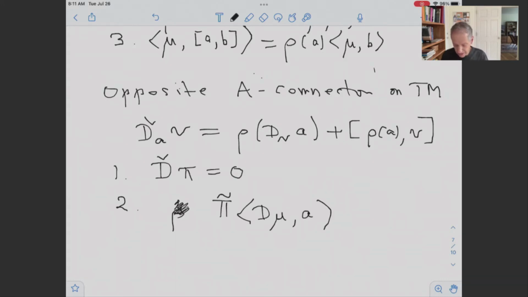Yes. So d mu is a one form with values in the dual of the Lie algebroid. A is a section of the Lie algebroid. So together, this inner product is a one form, and we require that pi tilde of that be rho of A. So that's the general version, and it works for any section A.